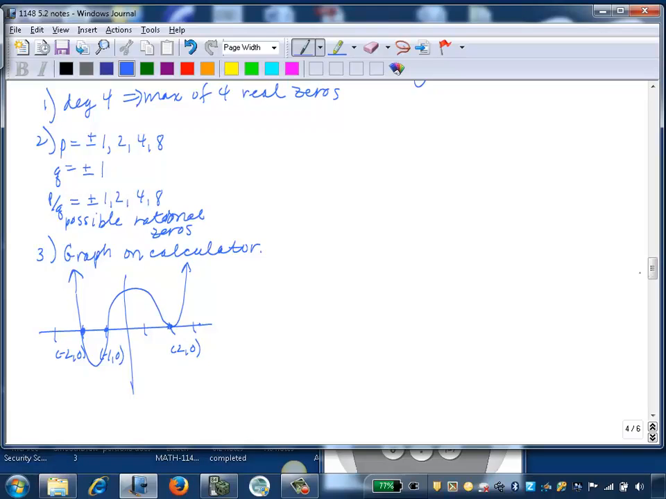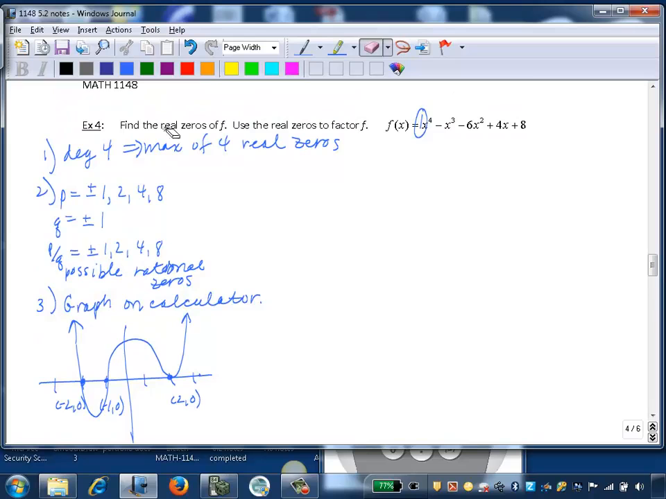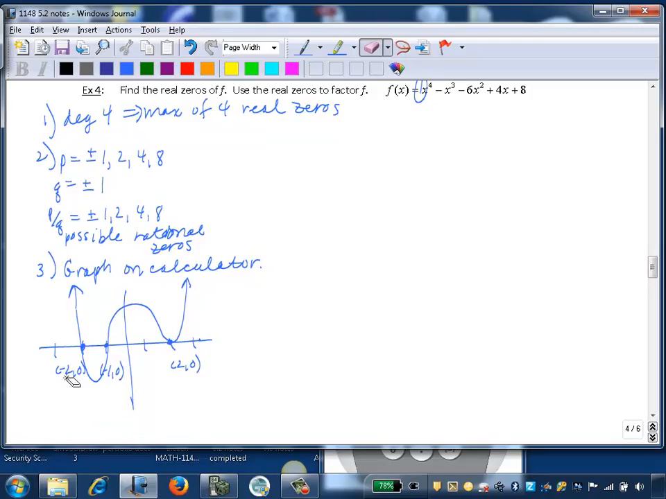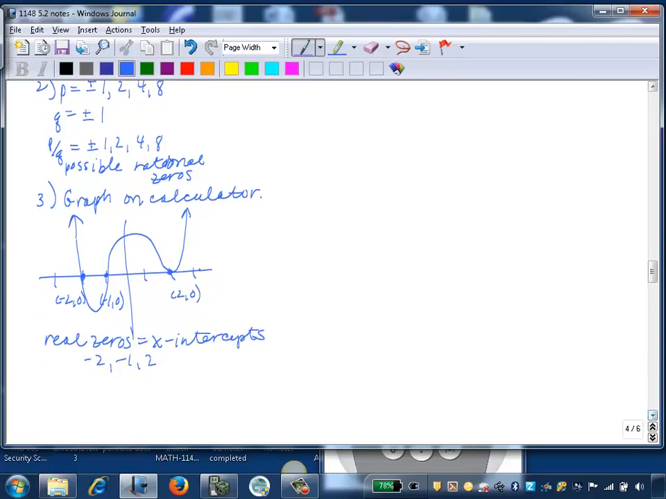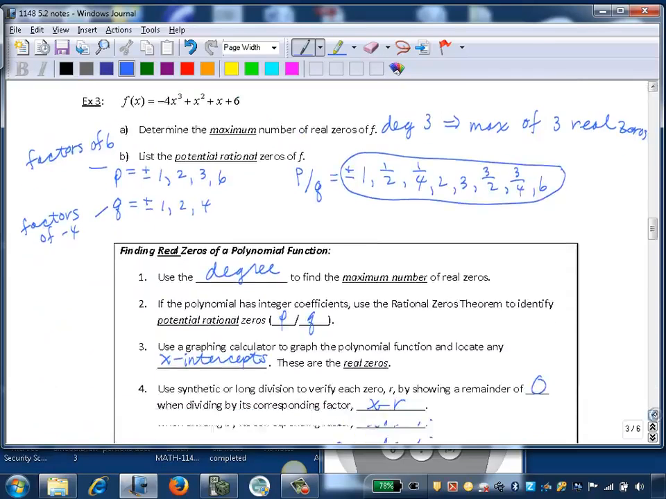So we know the answer to this problem already. It's asking us to find the real zeros. The real zeros are our x-intercepts. So we see 1, 2, 3, -2, -1, and 2. So those are the real zeros. So our real zeros are x-intercepts. So we know in this case that's -2, -1, and 2. But we have to now verify this algebraically, kind of pretend we didn't have the graphing calculator, and verify this algebraically. Sorry.